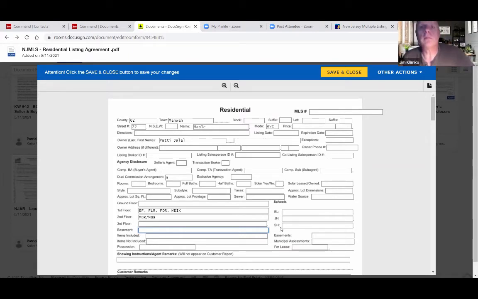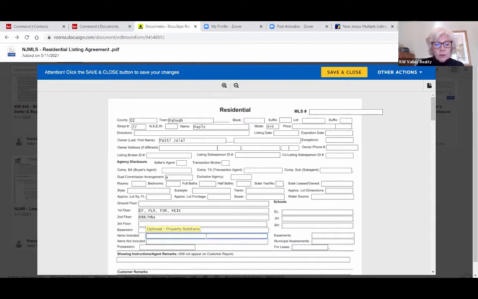Schools. Elementary school, junior high school, senior high school. Perfect, perfect. Please be accurate on those because some people buy a house based solely on the school district. So if you have to call the Board of Ed to confirm, please do that.